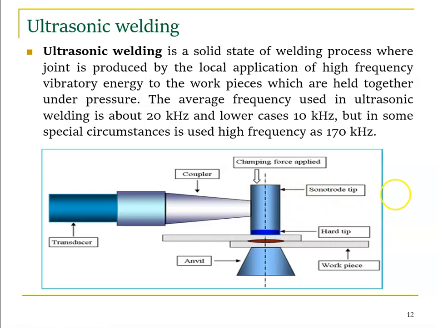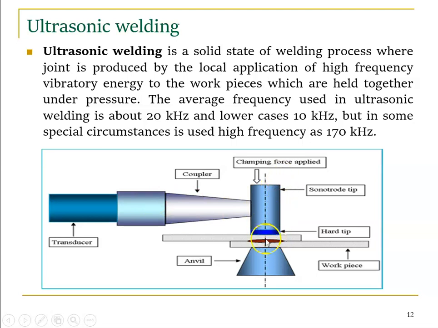Generally we say it's a sonotrode tip, and the sonotrode tips are connected with the coupler, and we have an anvil or base, right, table, and we place two objects, and on top of the objects we place our sonotrode tip. If you supply electric current, the transducer converts electrical energy into vibratory energy. That vibration will be carried out by the sonotrode tip.